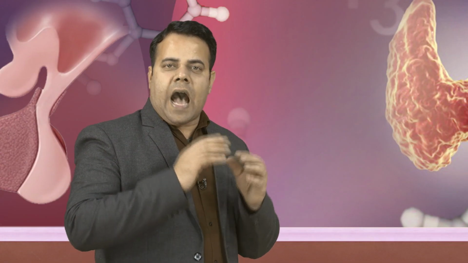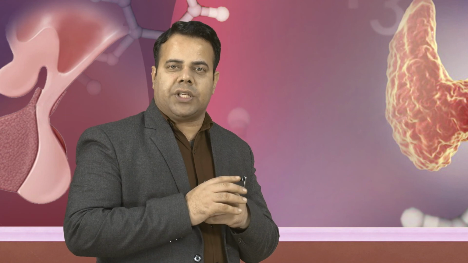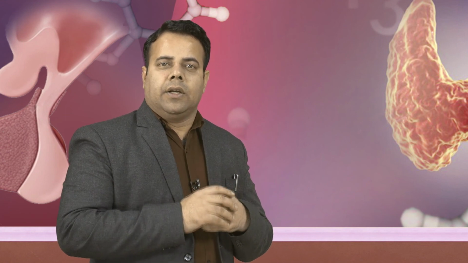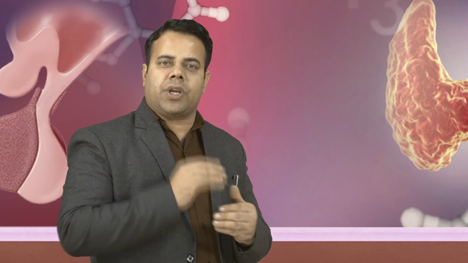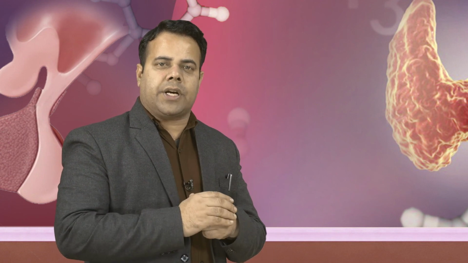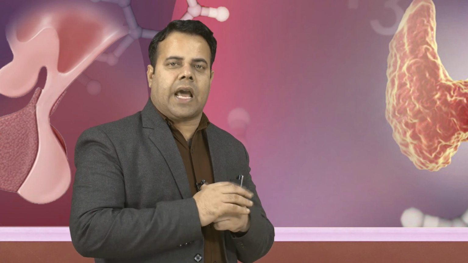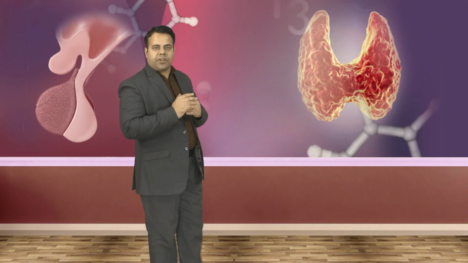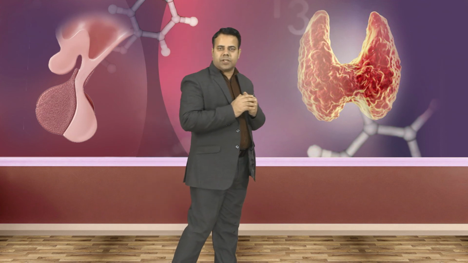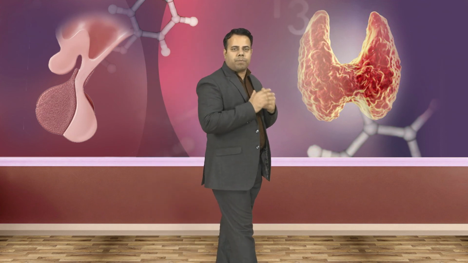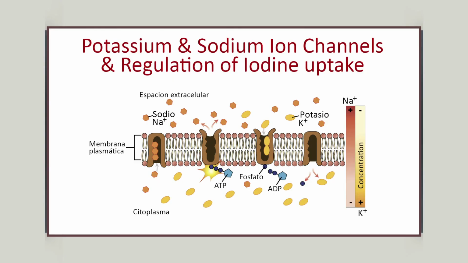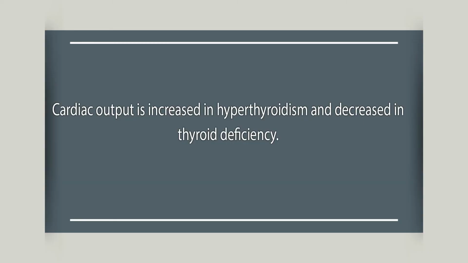Thyroid hormones upregulate expression of the genes for the calcium channel, through which calcium is released during contraction, and the sarcoplasmic reticular calcium ATPase, by which it is retrieved during relaxation. In addition, T3 upregulates expression of the genes for the subunits of the sodium potassium ATPase and the potassium channel proteins that restore the membrane potential. Cardiac output is increased in hyperthyroidism and decreased in thyroid deficiency.